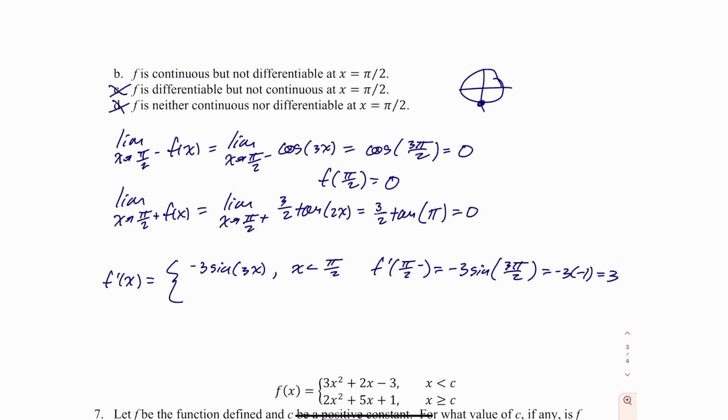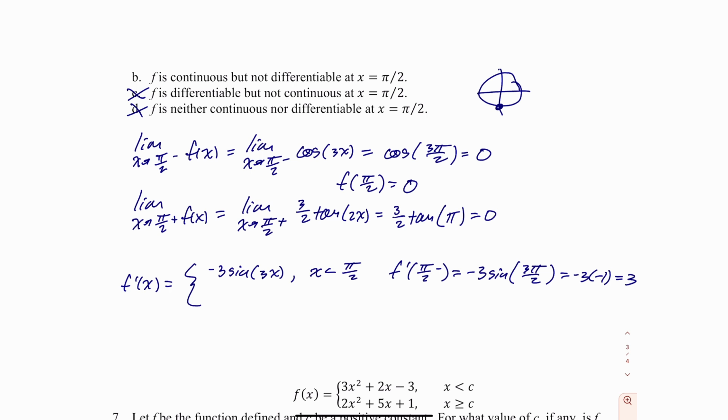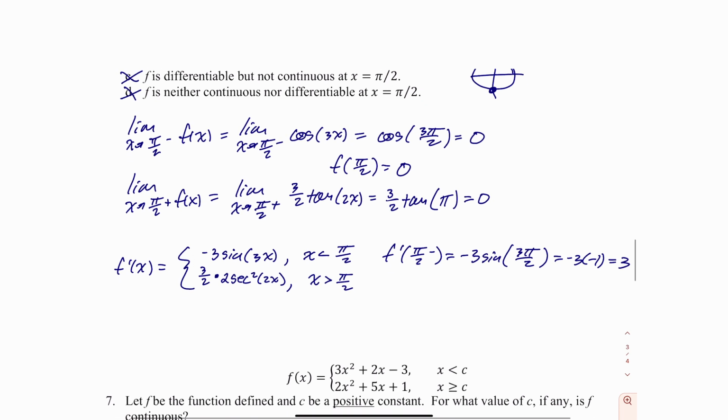All right, let's find the derivative of 3/2 tan of 2x. That'll be 3/2, and the derivative of tan of 2x is 2 secant squared of 2x, for x greater than pi over 2. I'm dropping the equals because I don't know if the derivative exists. If the limit from the left and the right both exist and are the same, I will then add in the equals. So let's do f prime of pi over 2 from the right, which will be 3 because of the 3/2 and 2.